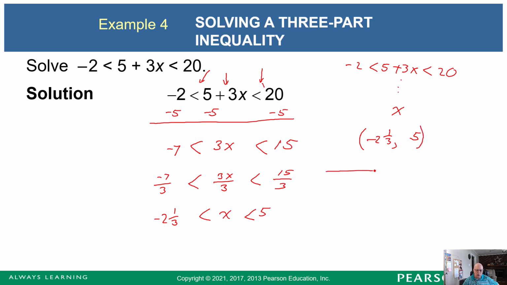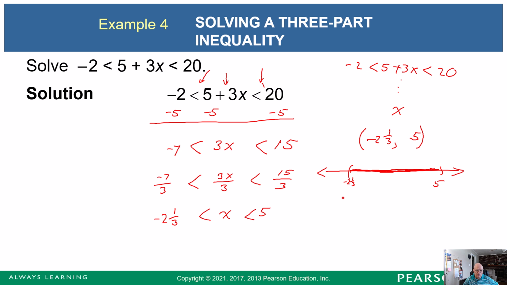Now, what would that look like on the number line? Well, if we use the interval notation, we've got negative 2 1/3 here, we've got 5 here, and we'll have this solid line in between them.